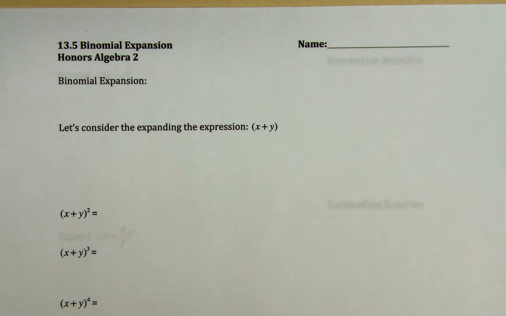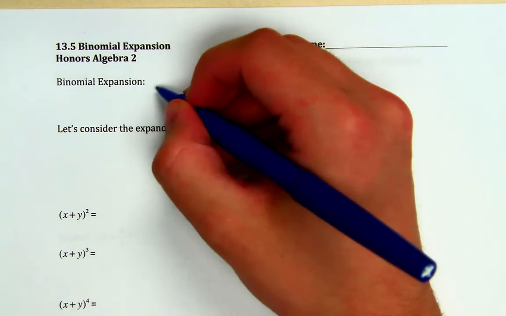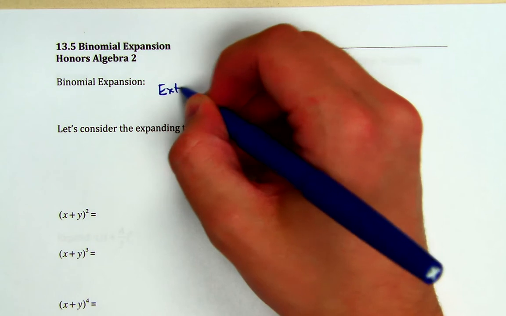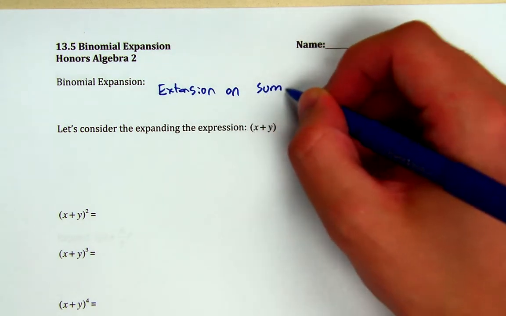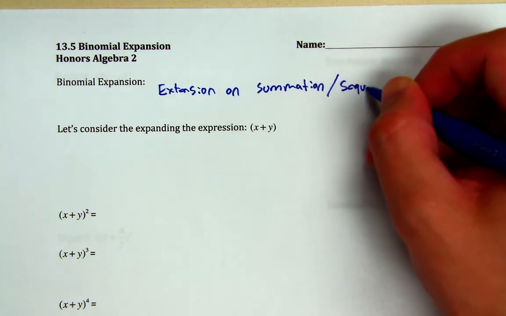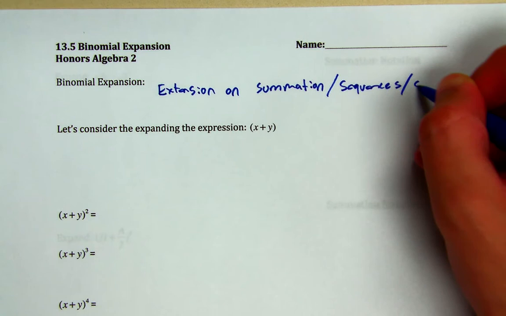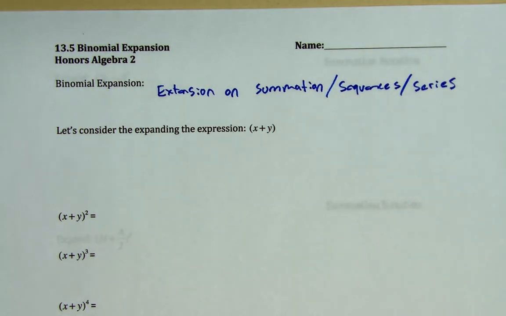Alright, so in this last section, we're going to learn about binomial expansion. So really that's just expanding a binomial, and it's really just an extension on summations / sequences and series. So we're actually going to first introduce this in this chapter, and we're going to come back to this when we start learning about probability in the next chapter.